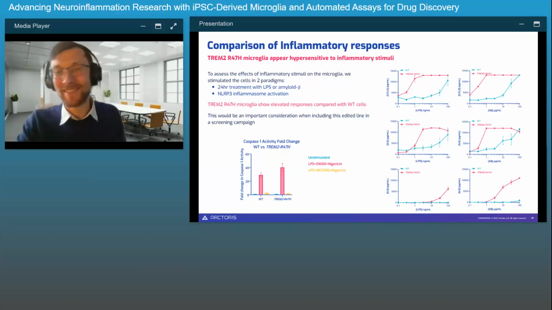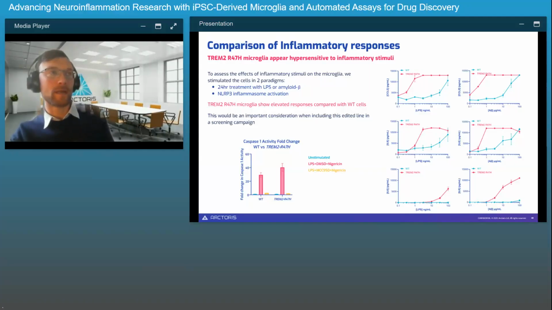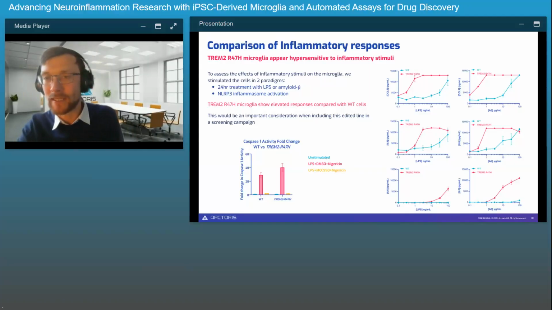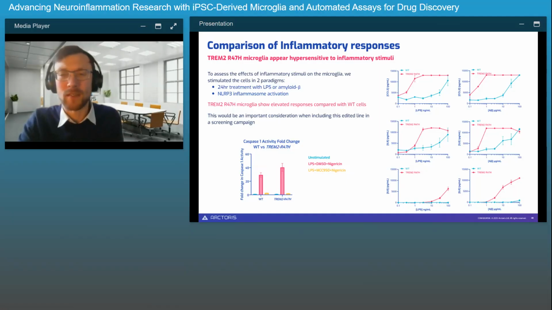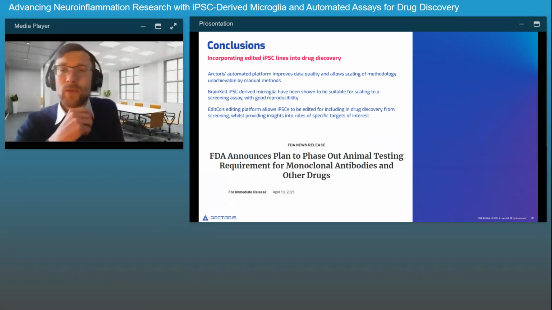Perfect. Thank you very much, Nora. Yeah, really a whistle-stop tour of the kind of characterization that we'd be doing on these cells. But what's really interesting is the ability now to incorporate this kind of thing early into a drug discovery campaign. So in conclusion, what have we spoken about today?